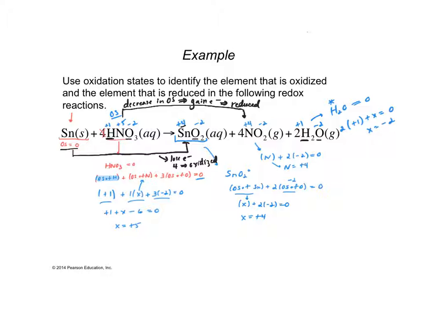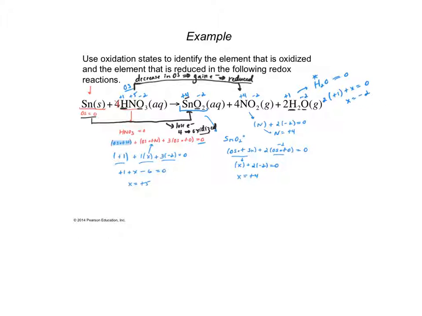Okay, so again, with respect to oxidation, the only way to increase your oxidation state is to lose electrons, and so that's why we see Sn as being oxidized. The only way to decrease your oxidation state is to gain electrons, and that's why we see nitrogen as being reduced. So the answer here for what has been oxidized and what has been reduced: tin has been oxidized, and then nitrogen has been reduced.